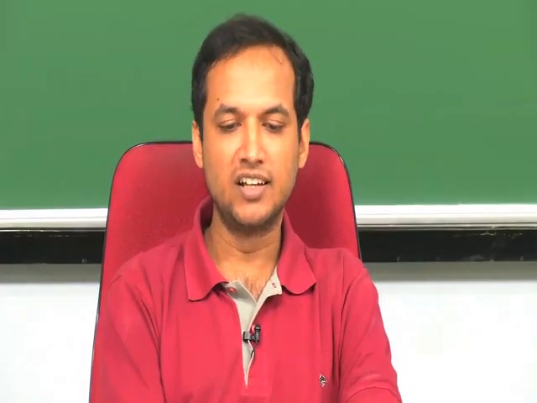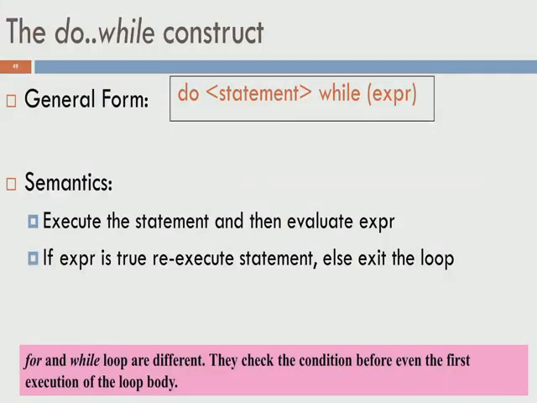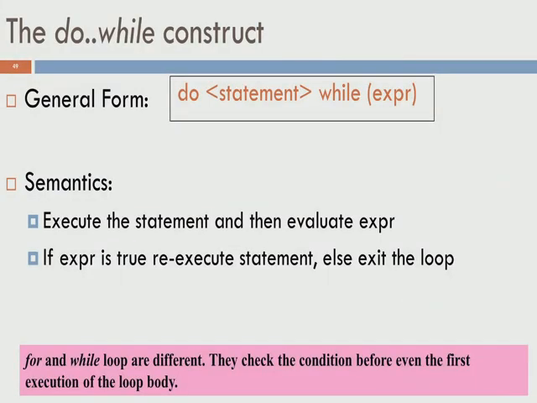Let us move to the third construct, which is a do while construct, and the general form is do statement while expression. The semantics is as follows: execute the statements and then evaluate the expression. So, the key concept is that you execute it once and then you evaluate the expression. If the expression is true, you re-execute the statement, otherwise exit the loop.